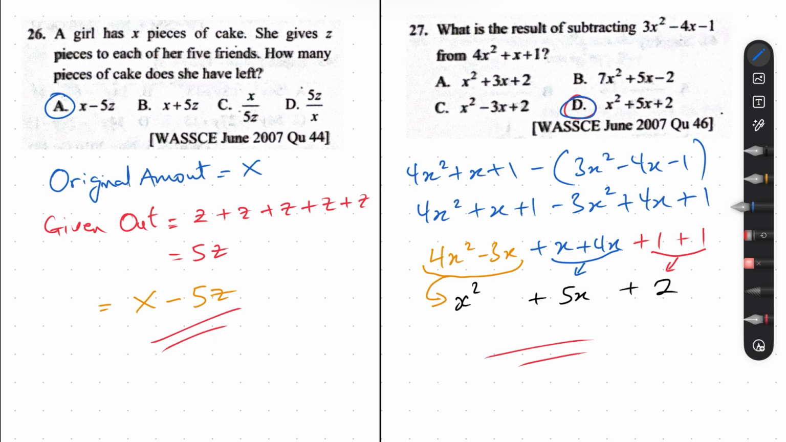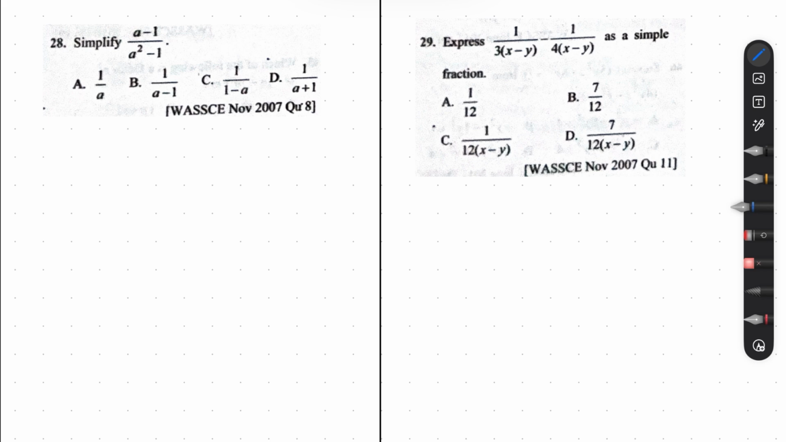Let's move on to question number 28. Question number 28 says simplify this expression. So let's write it down. A minus 1 over a squared minus 1. What did we say about difference of two squares? Because we know that 1 is the same as 1 squared, we can rewrite this expression as a minus 1 over a squared minus 1 squared.